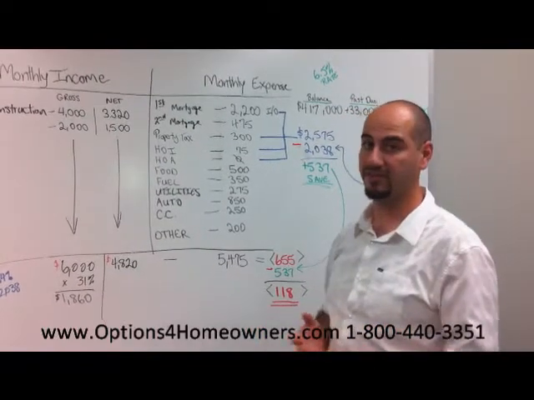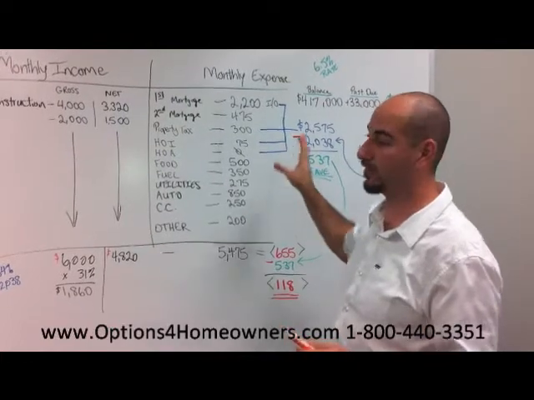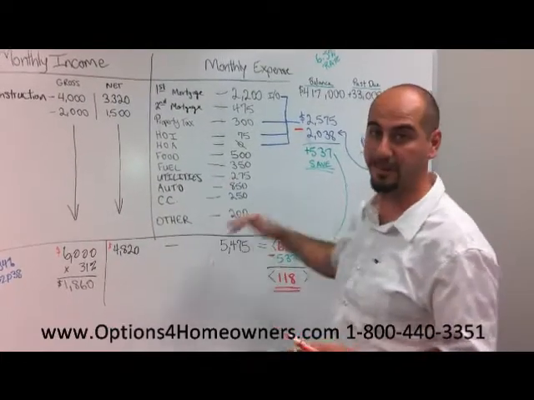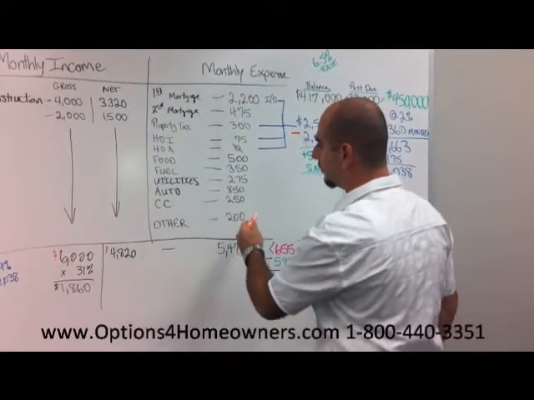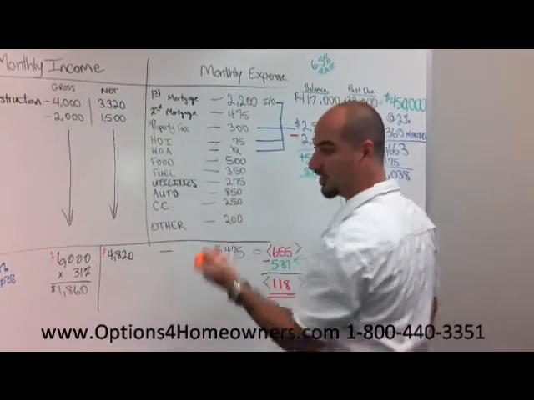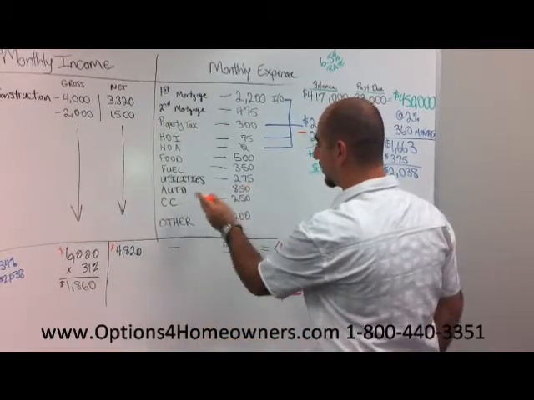So as awkward as that may sound, I don't want you to mess up your financials by putting too much in food and then the lender cuts it back at the end. Fuel, we're estimating $350 a month. Utilities for electric, gas, water, air, $275 a month.